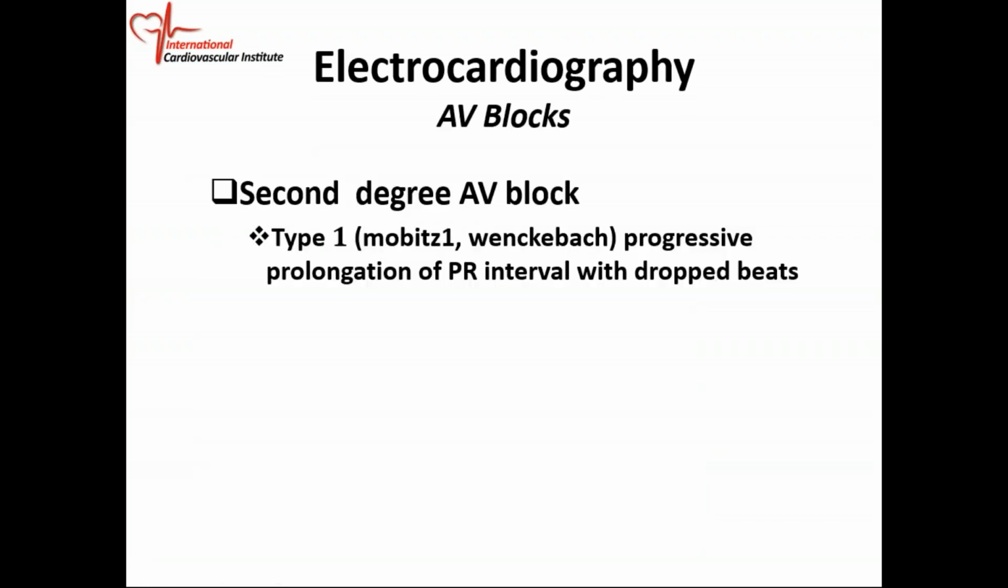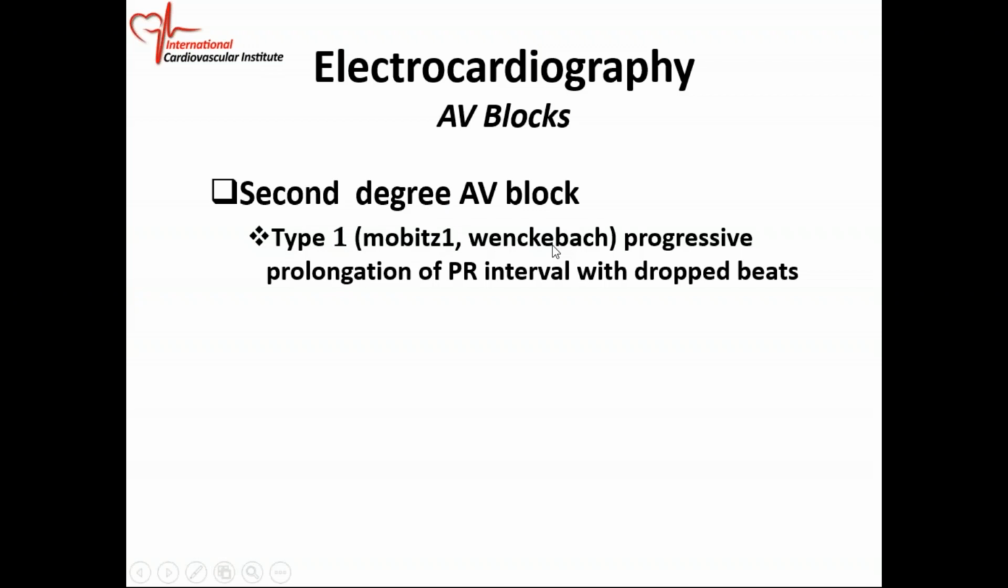Now you can have second degree AV block. This is a more advanced type of block from the atrium to the ventricle. When you have second degree AV block, there are two types. We have second degree AV block type 1, and we have second degree AV block type 2. Second degree AV block type 1 is what we call Mobitz 1 or Wenckebach.